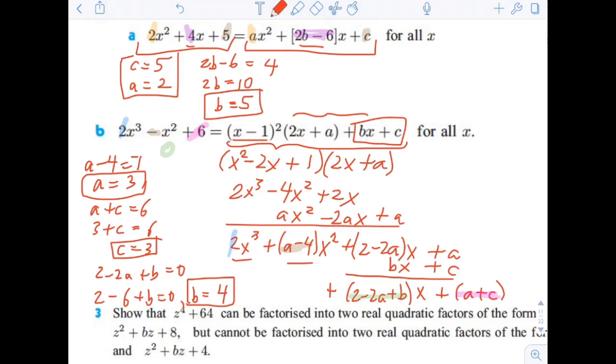Is there any other variable that we need to solve for? A, B, C. That's it.